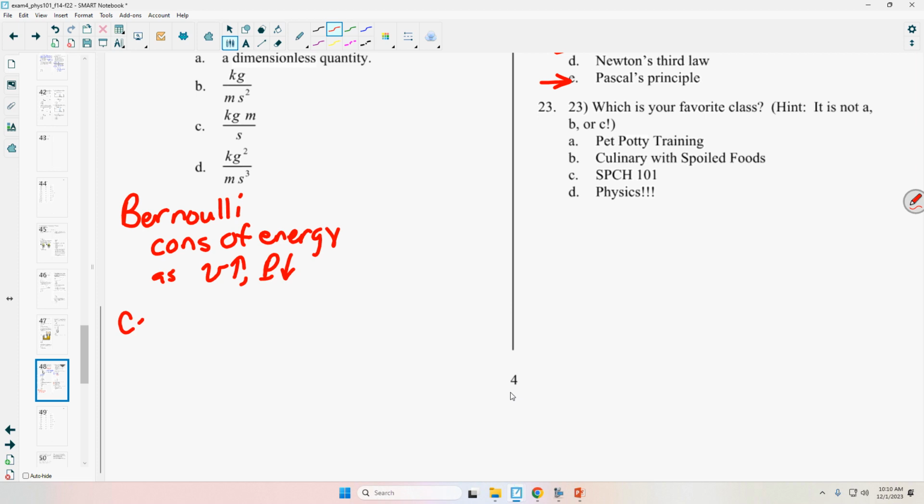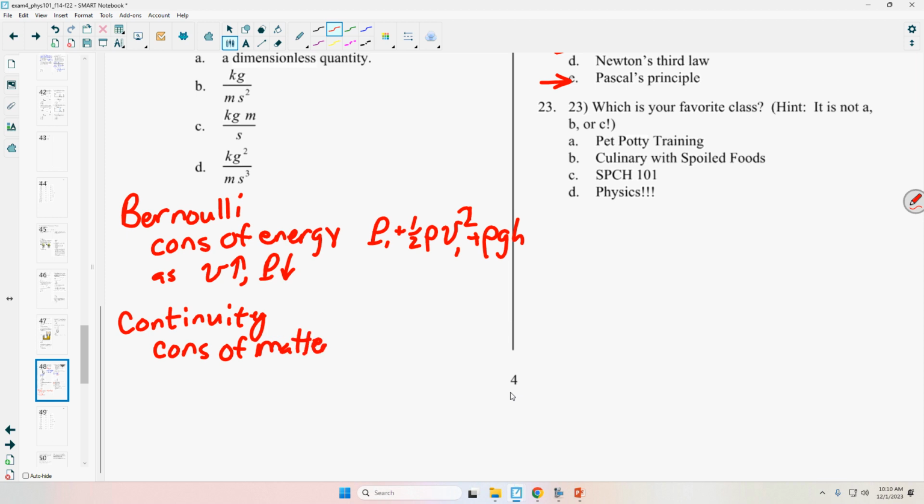The continuity equation. There is the Bernoulli equation too, right? P1 plus 1/2 rho V1 squared plus rho g h equals a constant. For the continuity equation, this is based on the conservation of matter. As area goes up, V goes down, and our equation about this was A1 V1 equals A2 V2.